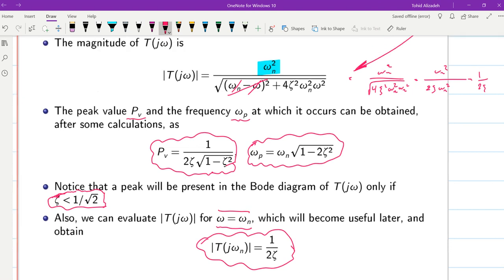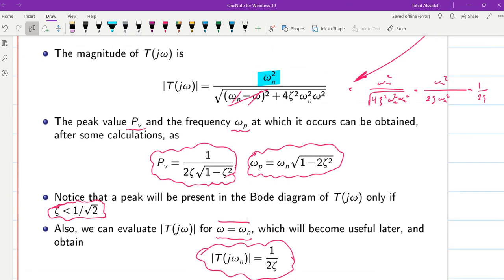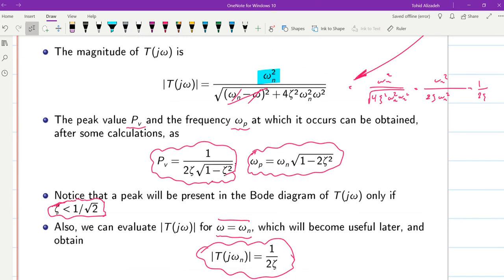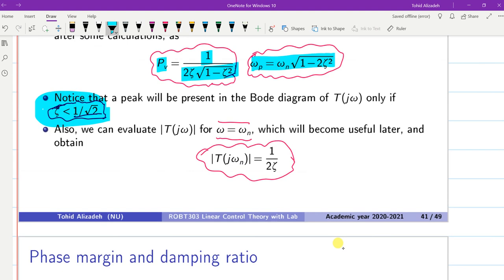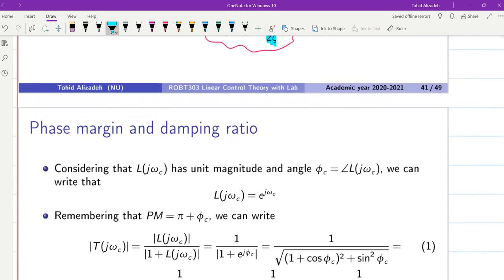So up to now, by referring to the amplitude expression for T of j omega, we can see that for a range of values of zeta, we will have some peak value at this frequency, and the peak value could be obtained as you can see here. And we have the amplitude of T evaluated at omega n, which is equal to 1 over 2 zeta.